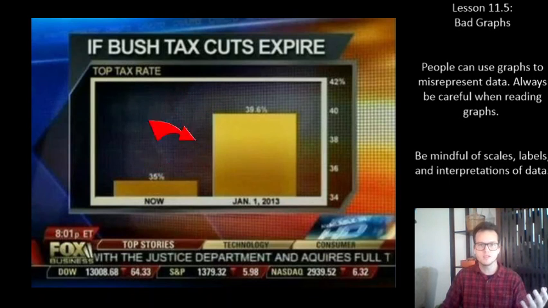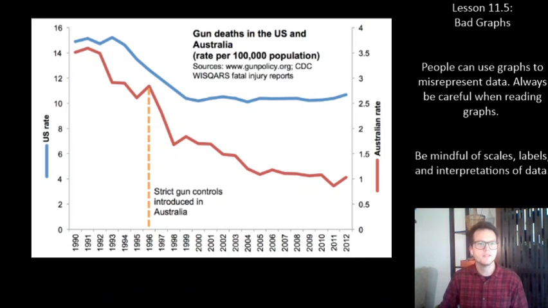These bar graphs should not look that different. 35 and 39 are fairly close numbers. Now, understood, we would prefer tax rates to be lower. I understand that, but the scale is created such that it looks like this crazy monstrosity. If the Bush tax cuts expire, it makes readers feel like, oh man, I hope those don't expire because my taxes are going to go way, way, way up. Bad graph.